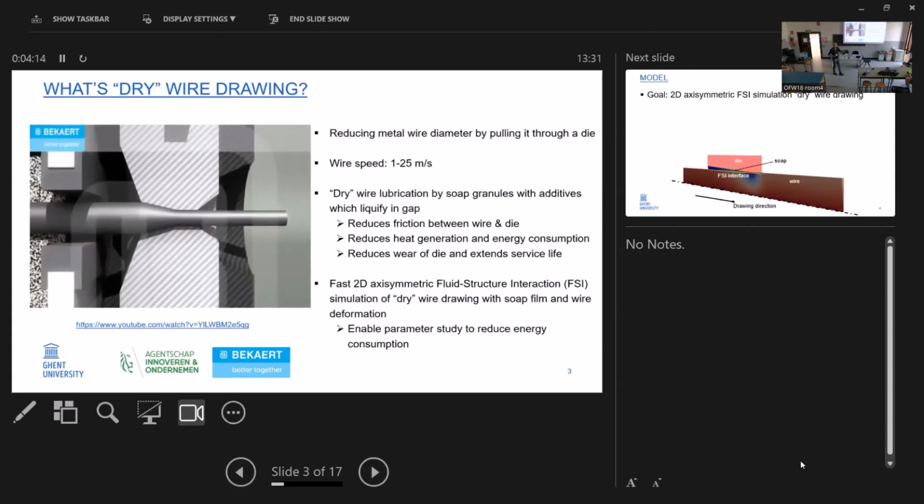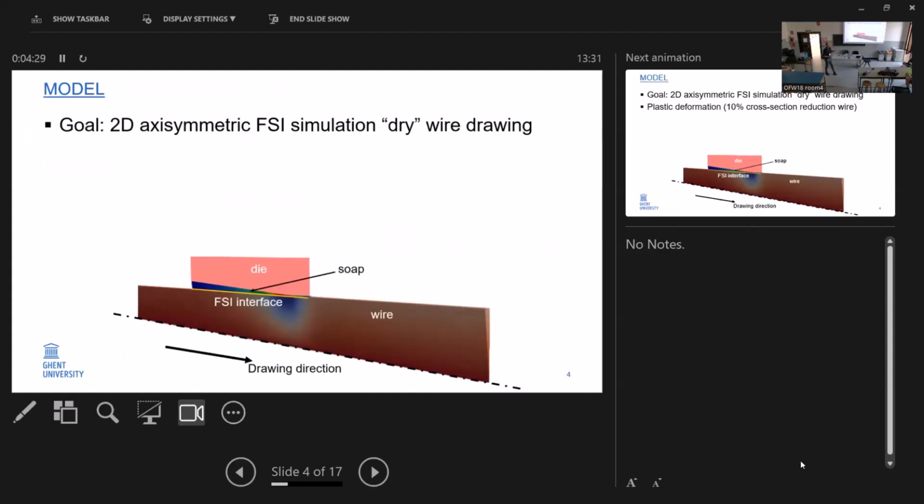The purpose is to develop a fast 2D axisymmetric fluid-structure interaction simulation of dry wire drawing with soap film and wire deformation, and to enable a parameter study to reduce friction. Right, that's what this presentation is about.